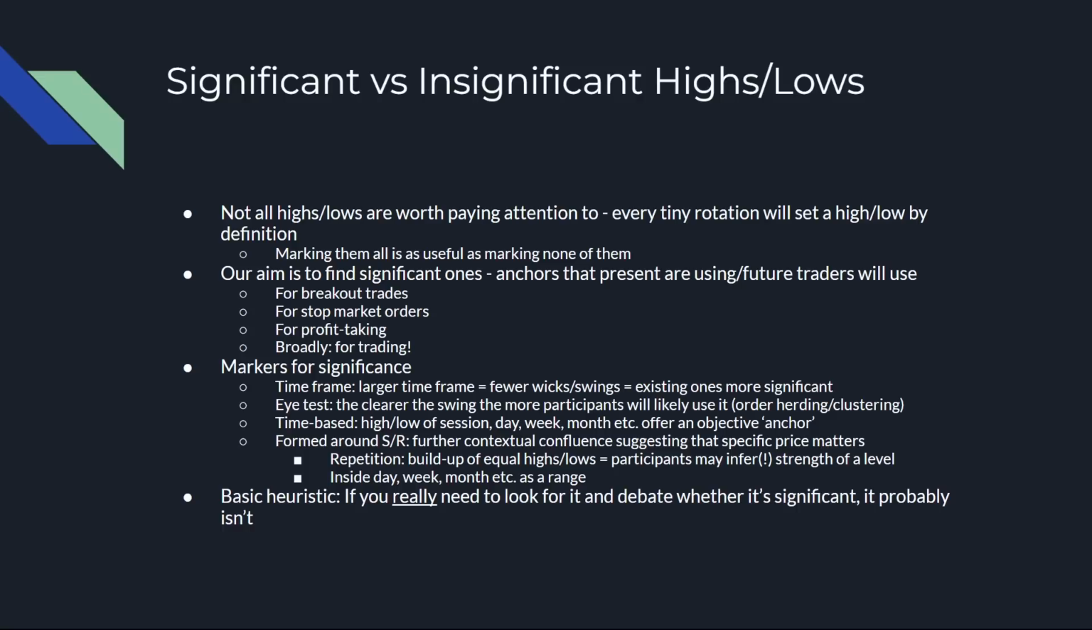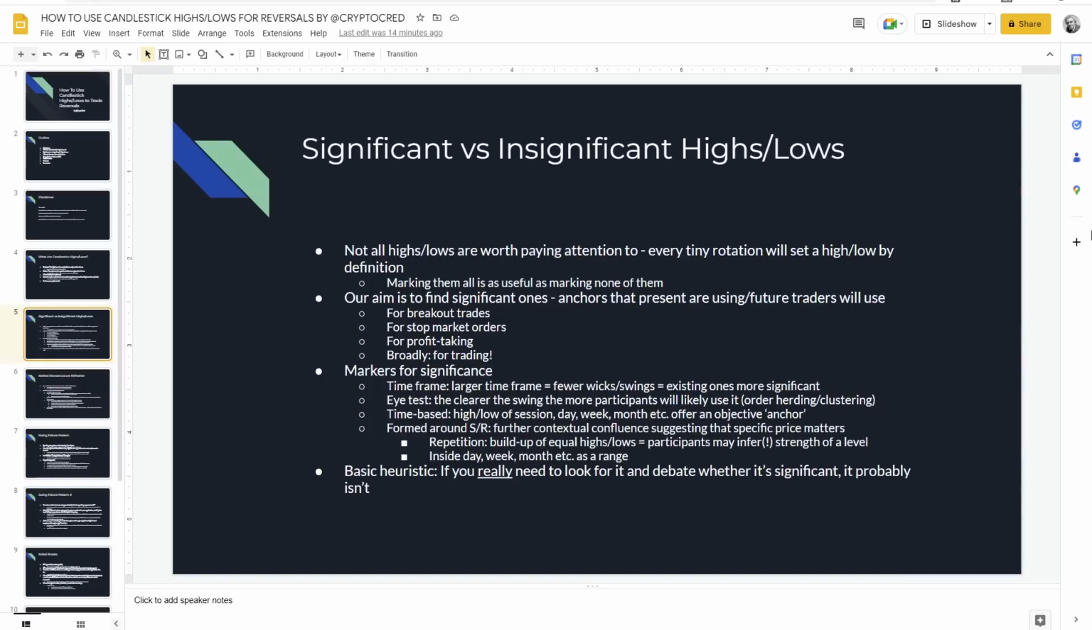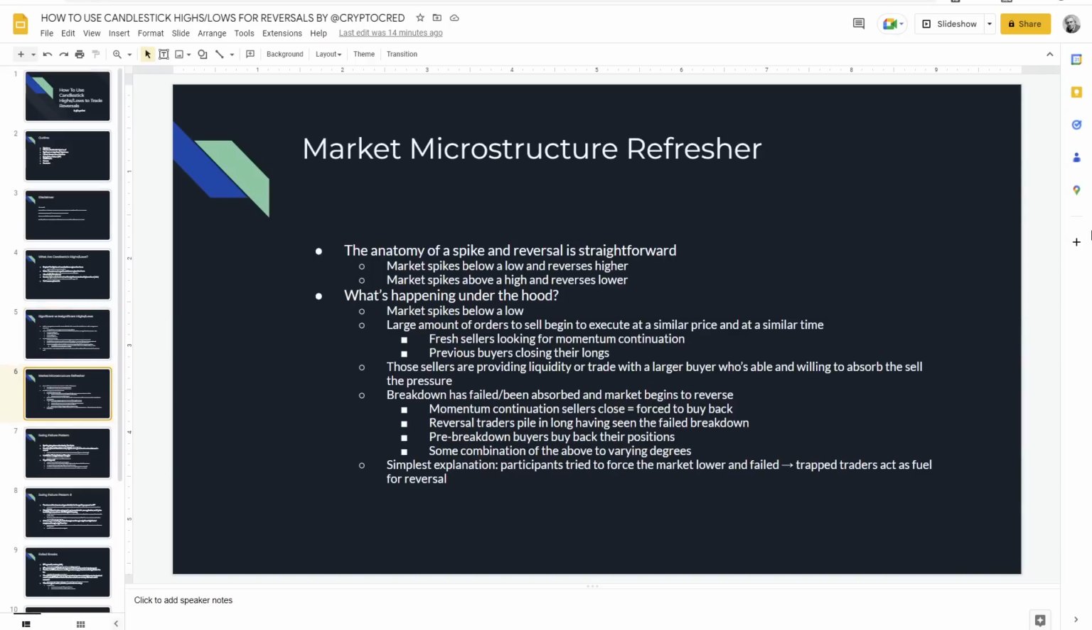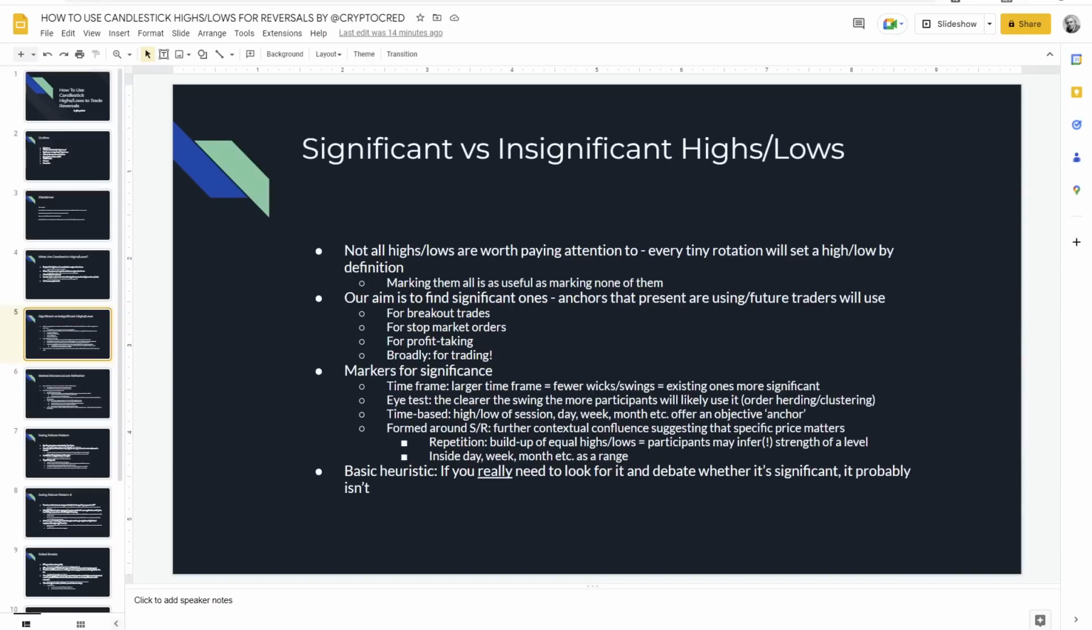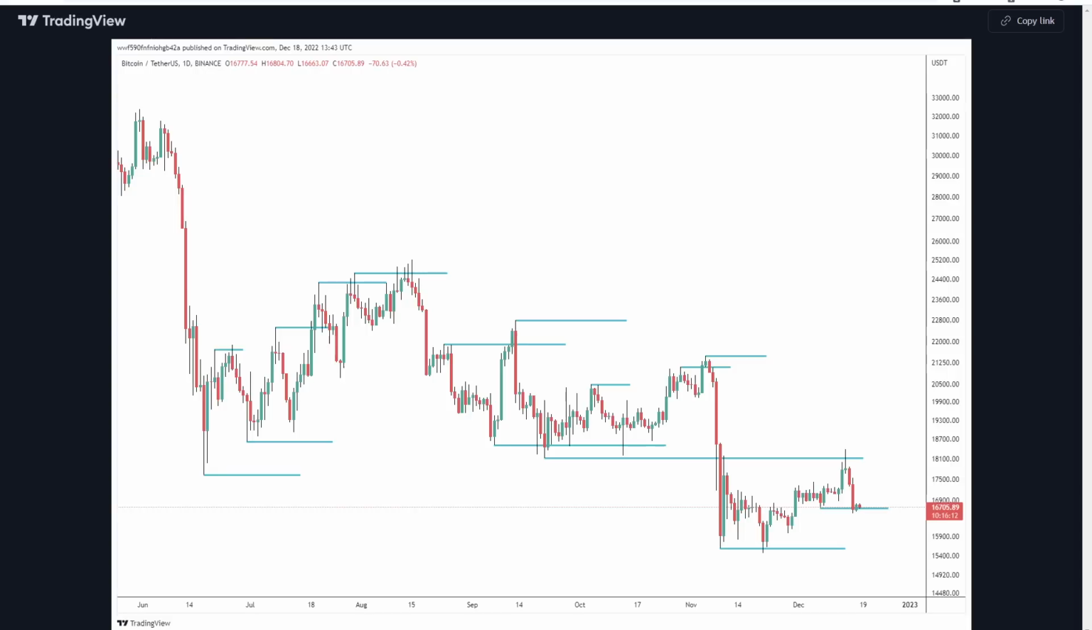And again, the basic heuristic here before we jump into the charts is if you really need to look for it being the swing high or the swing low, and debate whether it's significant, it probably isn't. So this should be a fairly intuitive and straightforward exercise. But before we go into a market microstructure refresher, let's look at what some of those might look like.